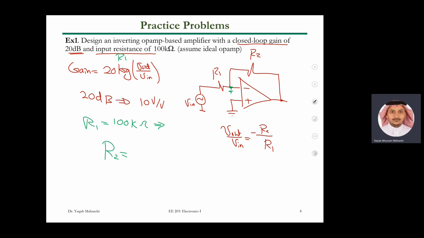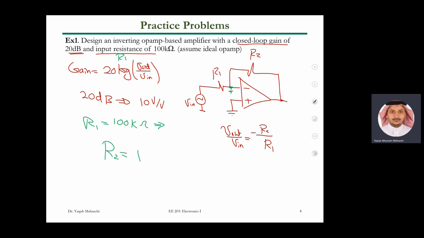Equation. Okay. If this is 100K, and you need this gain to be 10. Is it 1 over 10, or do you just multiply by 10? You just multiply by 10, right? So this one should be?